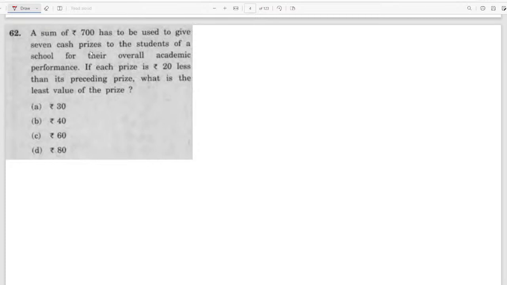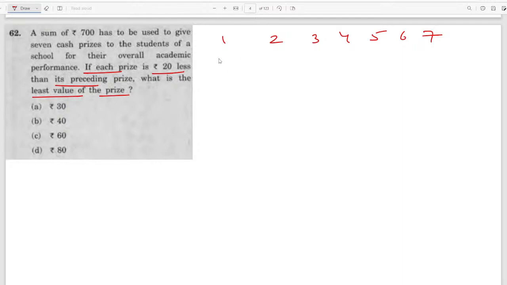The sum of 700 has to be used to give 7 cash prizes to the students of a school for their overall academic performance. If each prize is 20 less than the preceding prize, what is the least value of the prize? So there are 7 prizes, 1, 2, 3, 4, 5, 6, 7. And they're saying each prize is 20 less than the preceding prize.